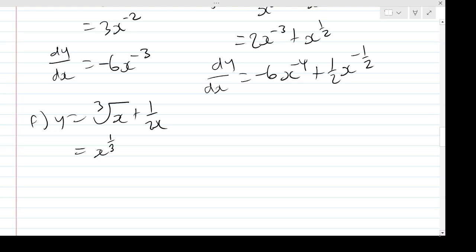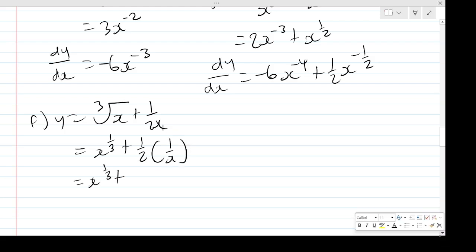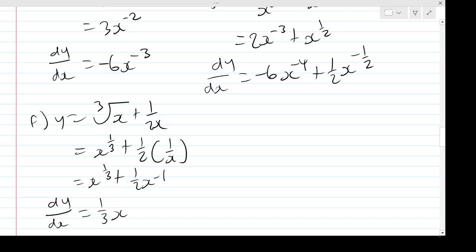That's third there. Then for this bit here, this fraction, 1 over 2x, I can say is a half, then 1 over x. Then this 1 over x again is a reciprocal, so that'd be x to the minus 1. So it's a half x to the minus 1. And now I can differentiate. So then I can do a third x, and then a third minus 1 is minus 2/3.